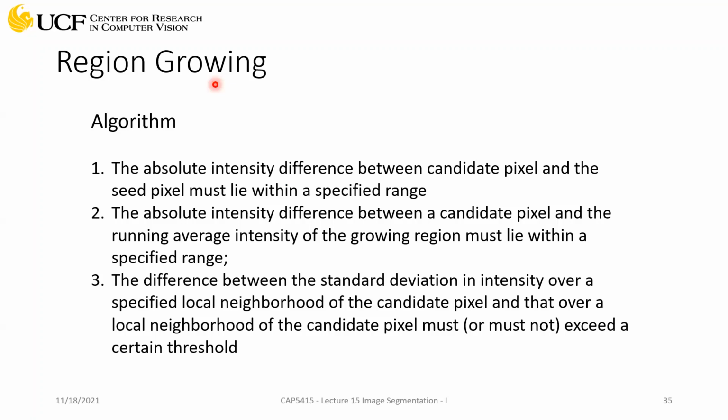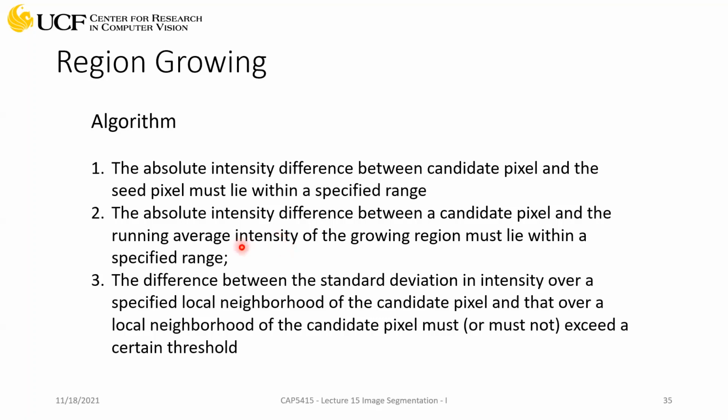So the algorithm, again, is pretty simple. You compute the absolute intensity difference between two pixels, and you use some kind of threshold which will say whether they are similar or not. And then you keep computing a running average of intensities.